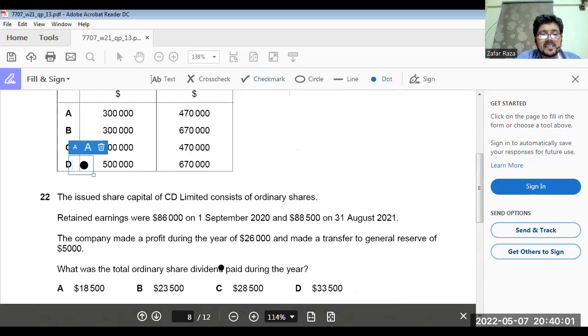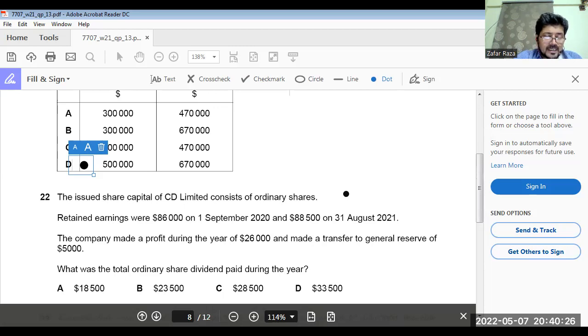Okay. Now come to question number 22. The issued share capital of CD Limited consists of ordinary shares. Retained earnings were 86,000 on 1st September 2020 and 88,500 on 31st August. Company's profit 26,000 and transfer to general reserve 5,000. Now we have to calculate the amount of ordinary share dividend paid.